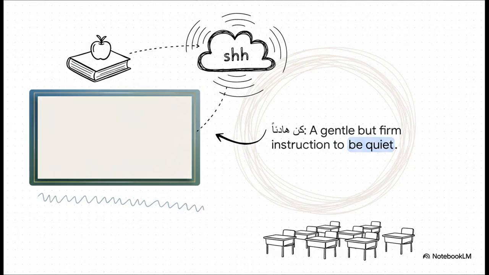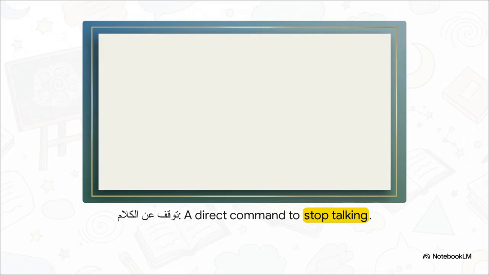So once everybody's in their seats, the teacher's going to want to create a focused atmosphere, right? You'll probably hear kun hadian. It's a pretty gentle but firm instruction. Be quiet. This is basically the signal that the real learning is about to start now. Now, what if the chatter keeps going? Well, the instruction might get a little more direct. You'll hear tawaqqaf an al-kalam. This literally translates to stop the talking. See the difference? This is a much clearer command that it's time to give the teacher your undivided attention.